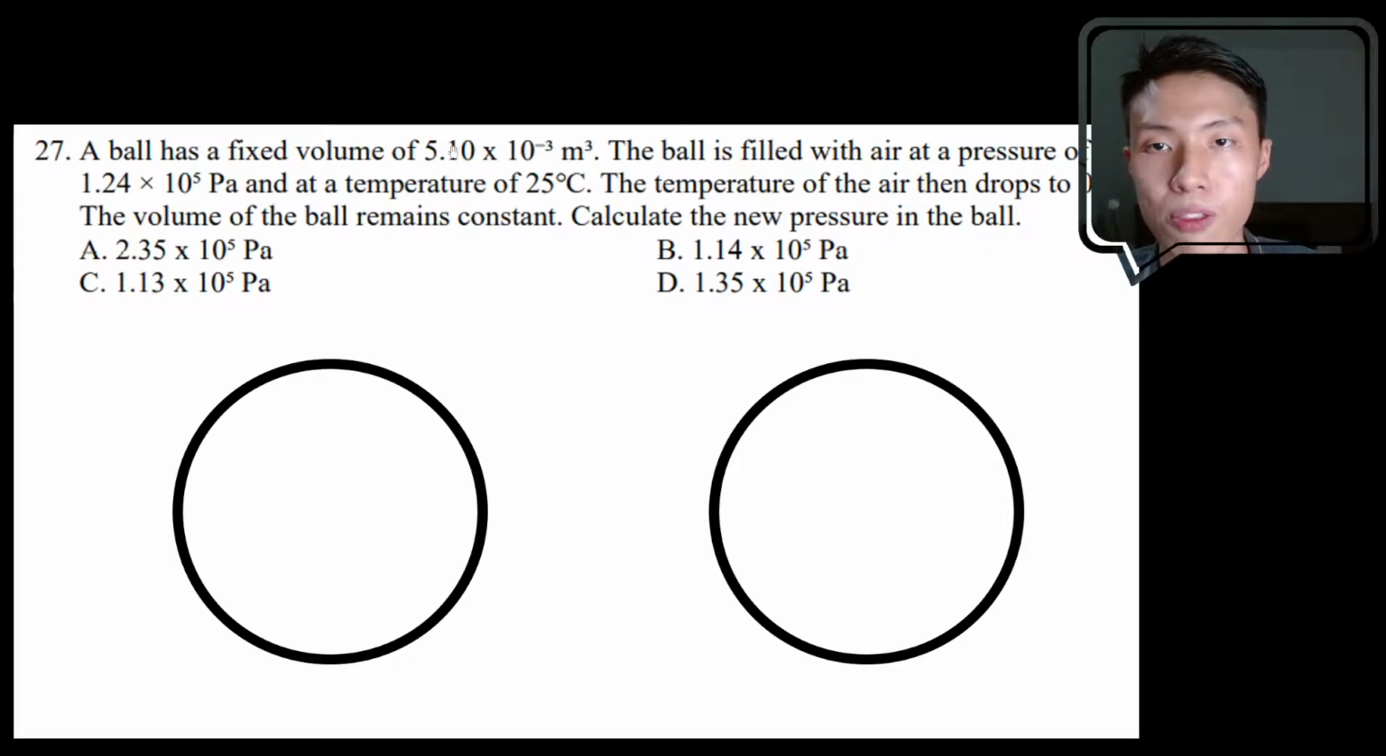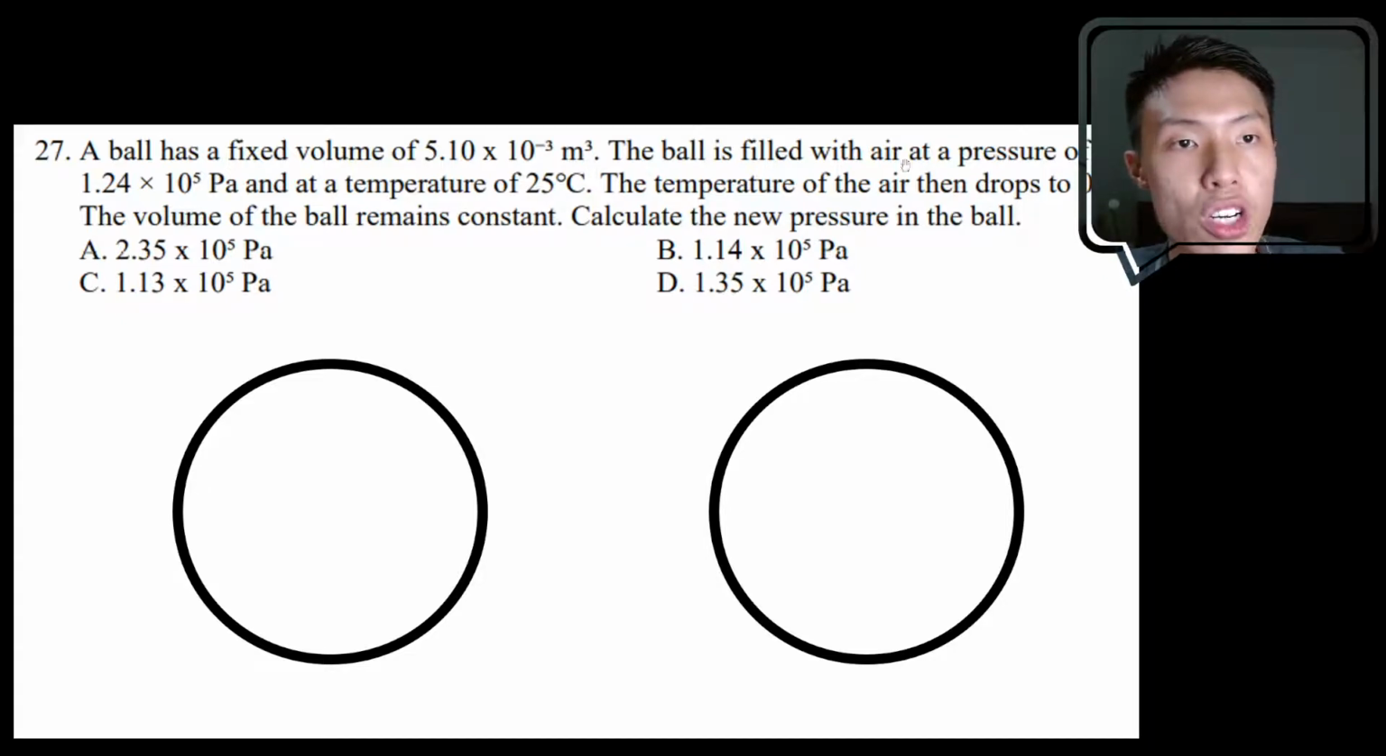A ball has a fixed volume of 5.10 times 10 to the power negative 3 meters cubed. The ball is filled with air at an air pressure of 1.24 times 10 to the power of 5 Pascal and at a temperature of 25 degrees Celsius. This is the temperature of the air in the ball at this moment. We are interested in the temperature, not the change in temperature. You need to convert it to Kelvin later.